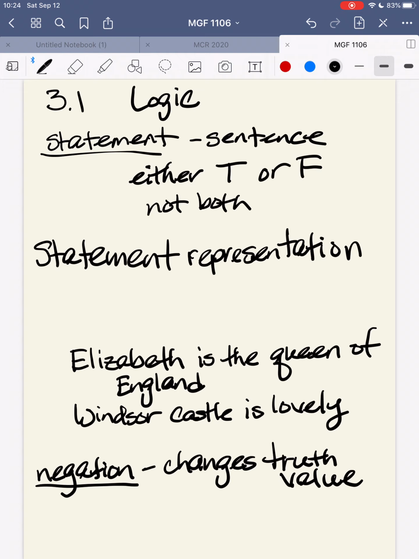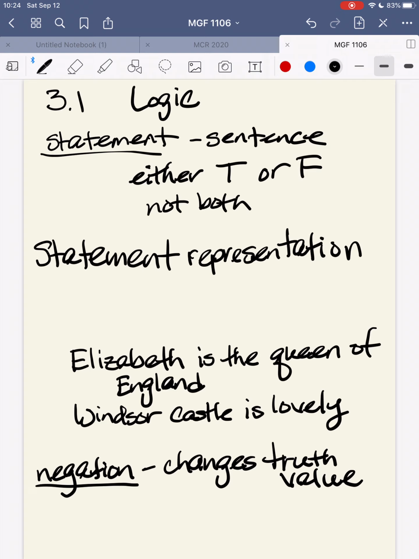The first thing we have to understand is a statement. A statement is either true or false, but not both. We use sentences to talk with each other every single day, but when we have a statement in this chapter in logic, our statement must be either true or false. It cannot be both.